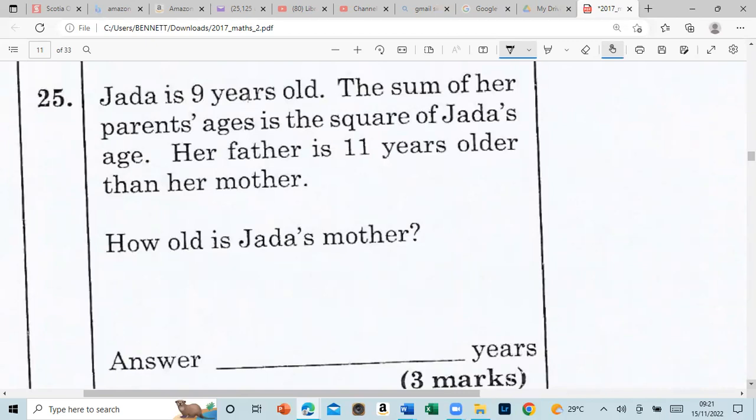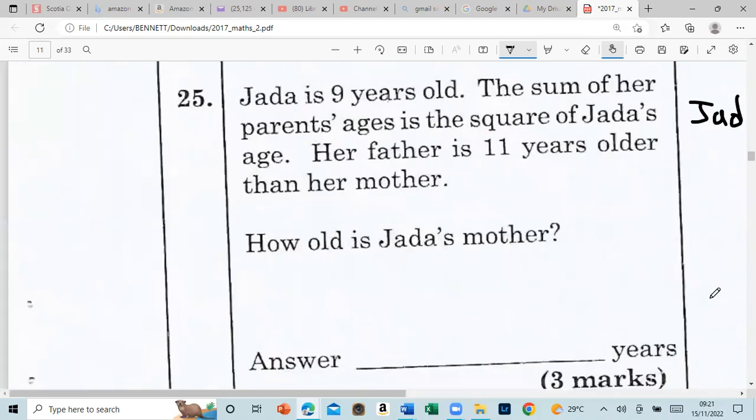Alright, it says Jada is 9 years old. The sum of her parents' ages is the square of Jada's age. Her father is 11 years older than her mother. How old is Jada's mother? This makes sense now. Alright, so let's see what they say. They say Jada is 9 years old. So Jada is 9, so we know that.